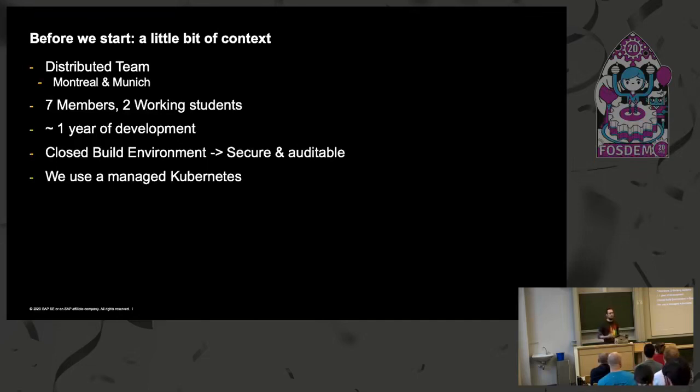When I say closed build environment, we are building a software package which is going out to the customer. So it has to be tamper-proof. It is not allowed to be changed while we are building it. And it also has to be auditable. So we have to know how we built the package which the customer is using on his infrastructure, on-premise systems. So there are certain details, and you will see this popping up later on.